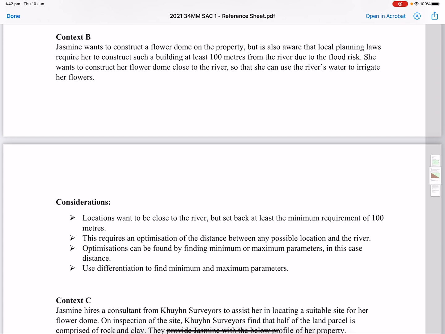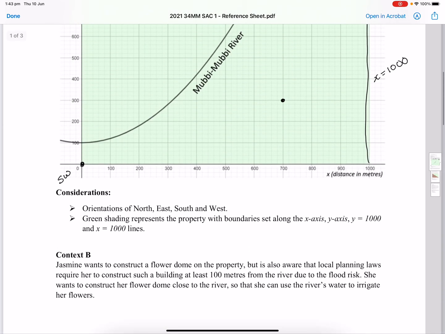This requires an optimisation of the distance between any possible location and the river, and we're just going to remind you that optimisations can be found by finding minimum or maximum parameters. And in this case, we're referring to distance. The other thing that you must consider is use differentiation to find minimum and maximum parameters. So we've covered a lot of that aspect in class.